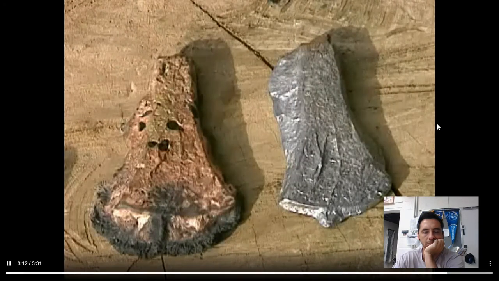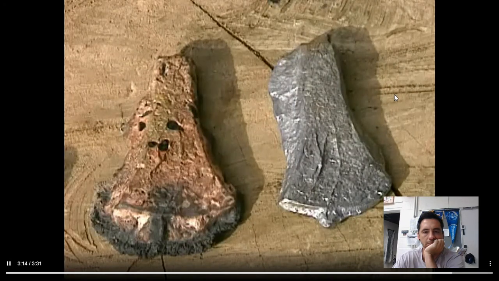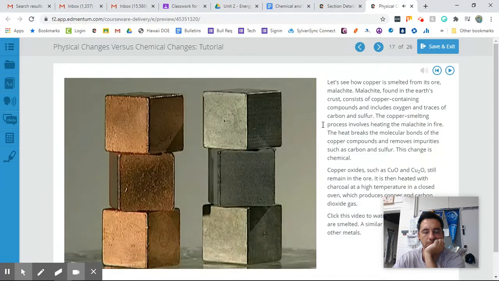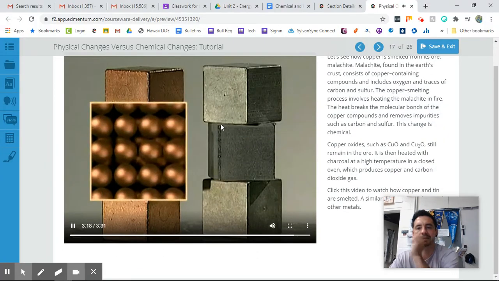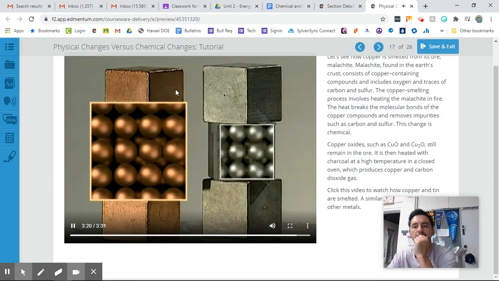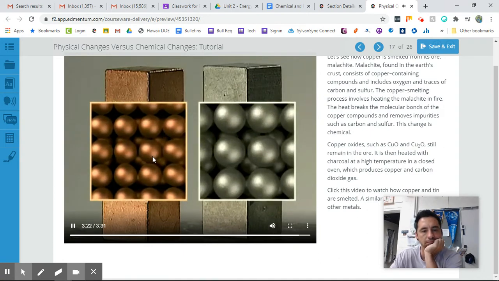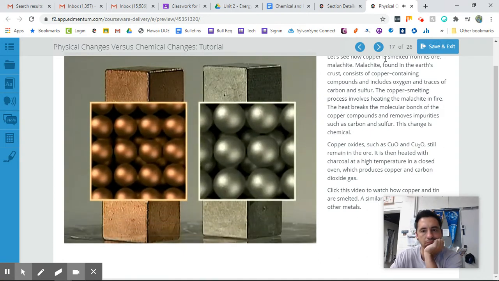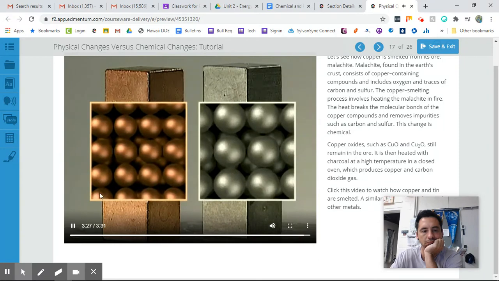So what's the difference between one element and another? Copper and tin are made up of particles called atoms. In pure copper, all the atoms are the same as each other. It's the same with tin, but tin atoms are bigger. A pure element is made of just one type of atom.